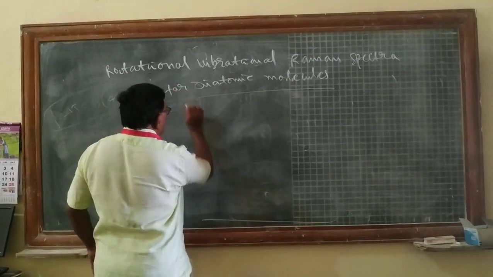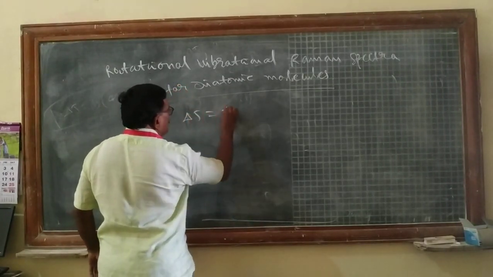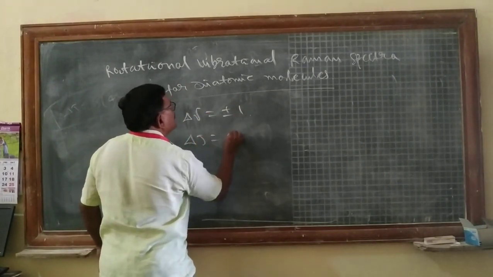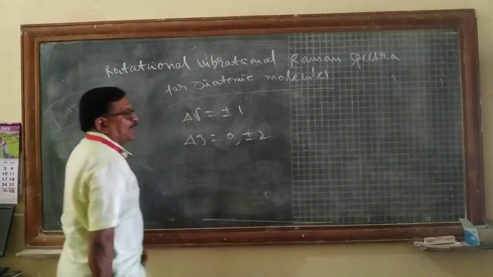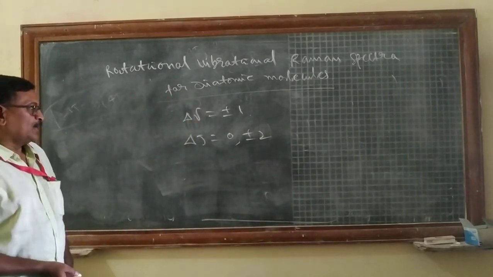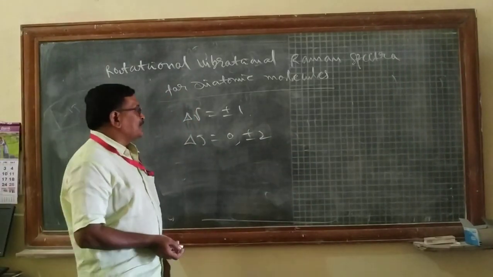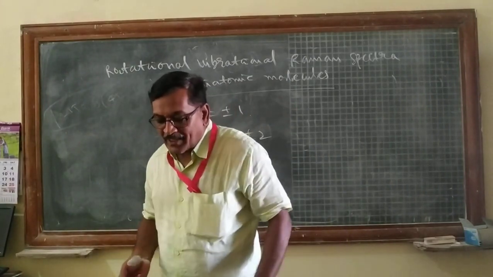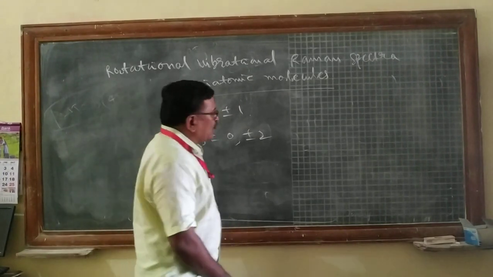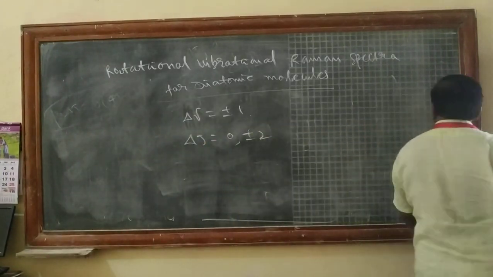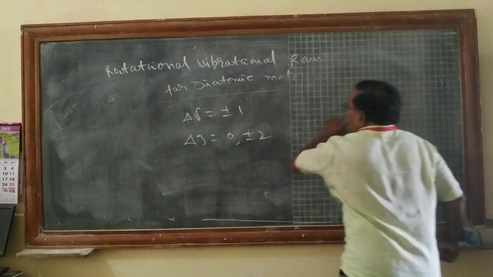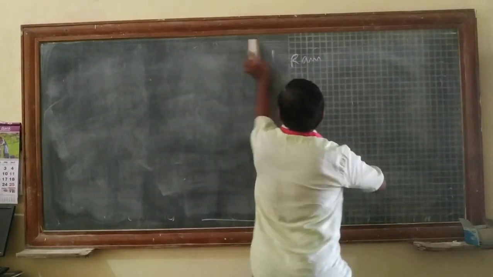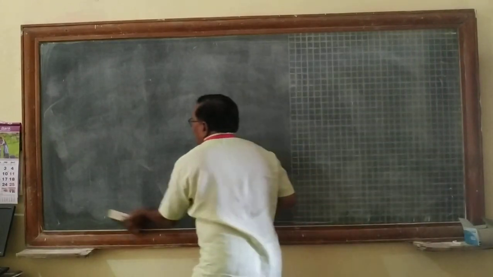delta nu is equal to plus or minus 1 and delta J is equal to 0, plus or minus 2. So that is delta nu is equal to plus or minus 1 and delta J is equal to 0, plus or minus 2. Now, that shows the Raman spectra for the rotational vibrational spectra of these molecules.